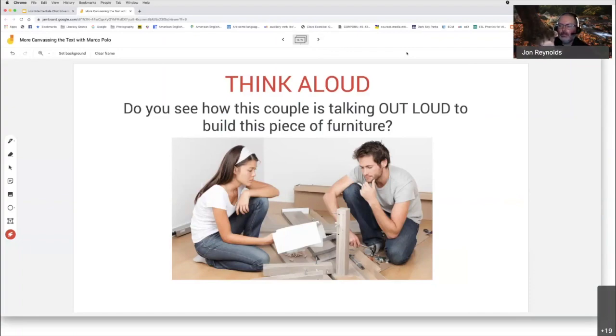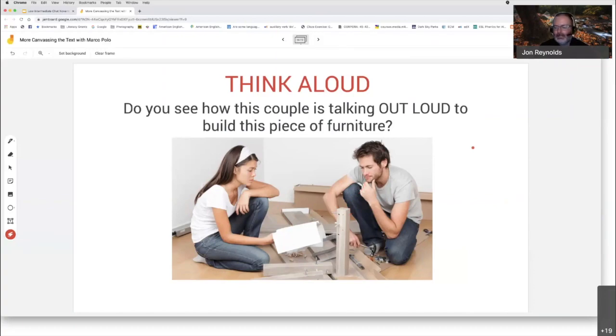Okay, now, did you notice how the couple, when they were putting this furniture together, were talking out loud, right? They weren't just thinking it, they were speaking these particular steps. They were following the instructions. See, she's looking at the instructions there. He's trying to sort of help, right? But the idea is they're working together. They're talking out loud to try to build this piece of furniture.